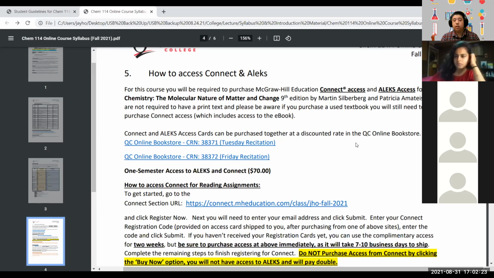Is that a separate code or the same code? It should be. When you buy it, what the bookstore sends is probably 2 codes, one for Alex and one for Connect. Okay, so I should just go back to the original email. Yes. Okay, thank you.